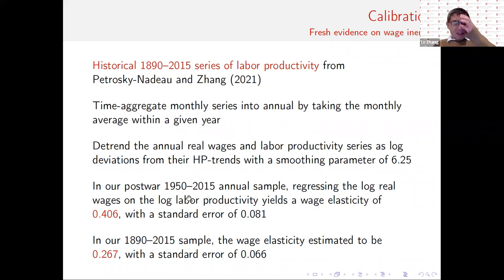annual, we estimate the post-war wage elasticity to labor productivity to be 0.41. Okay, this is an annual series, a different series. So it's not exactly 0.45 as estimated in Hackett-Manusky, but we interpret this as a mostly successful replication. In particular, once we use our extended historical sample, the wage elasticity is 0.267, which is fairly close to what we get in the data.